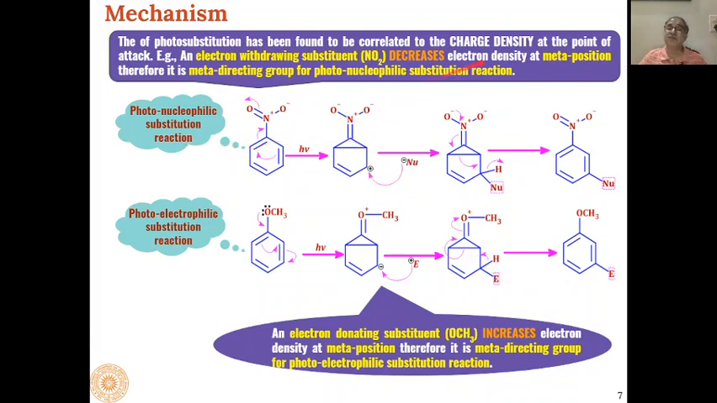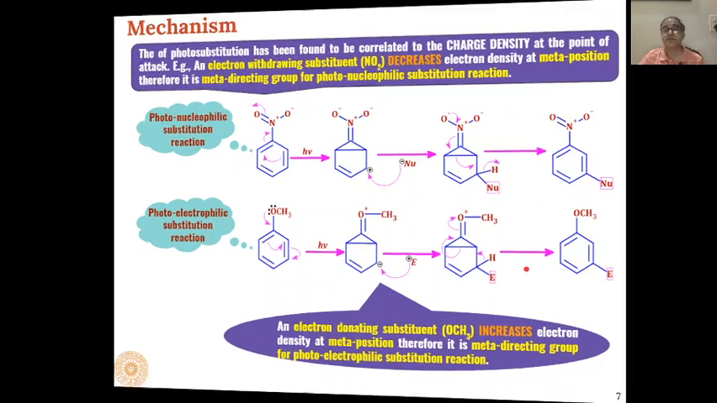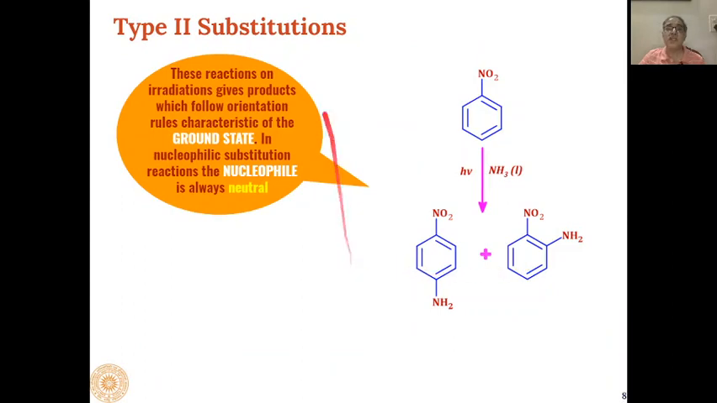So on the basis of the charge density or electron density at the point of attack, we can explain the formation of different types of products in photosubstitution reactions. Then there are type 2 substitution reactions. These are those reactions where the orientation rules which are followed are the same as in the ground state. And the only difference is the nucleophile which we will use will always be a neutral nucleophile.